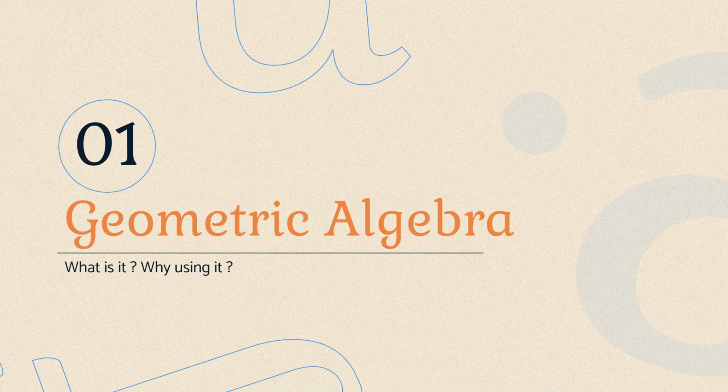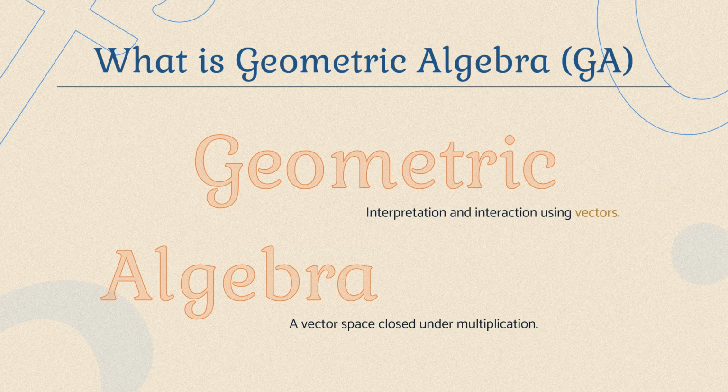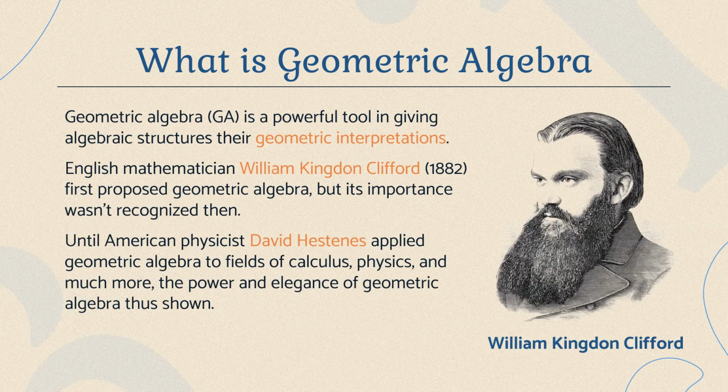So, what is geometric algebra, and why are we using it? In brief, geometric algebra gives complex and abstract algebraic structures their geometrical interpretations. First proposed by the English mathematician William Clifford in 1882, the importance of geometric algebra wasn't recognized until the American physicist David Hestenes applied it to many fields.